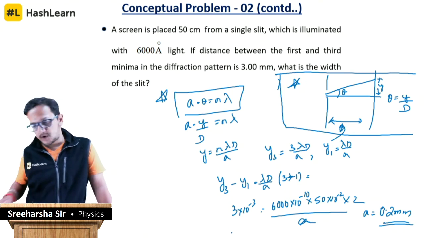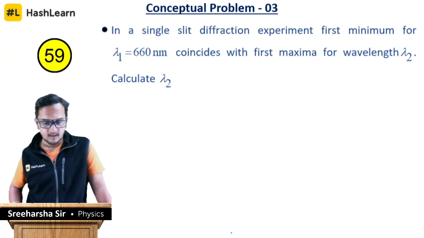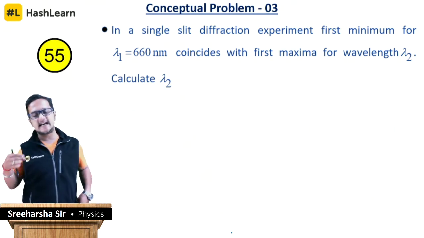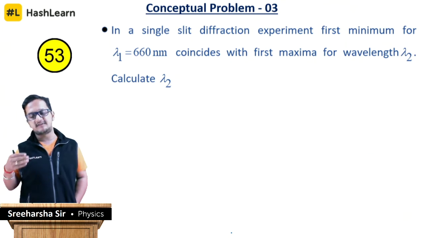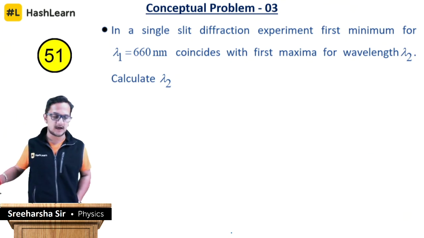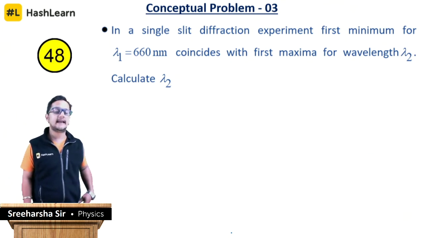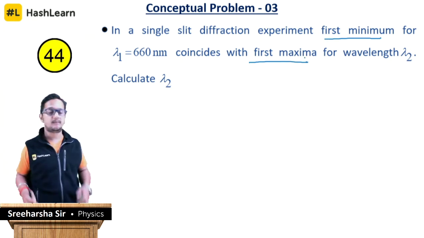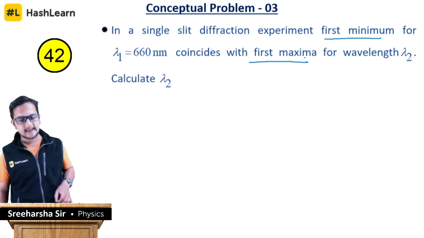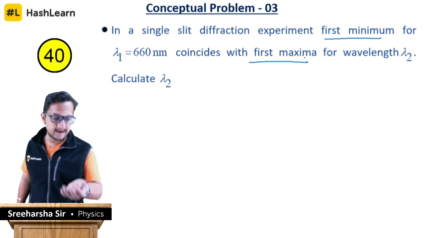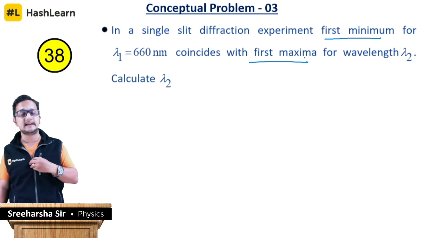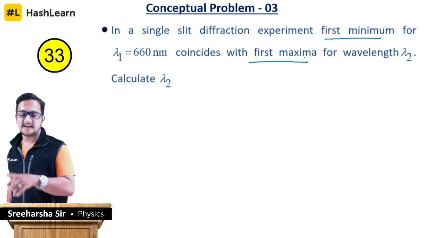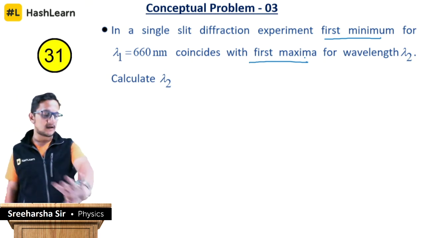So now we have the third problem on the screen. In a single slit diffraction experiment, the first minimum of 660 nanometer coincides with the first maxima of wavelength lambda 2. Calculate lambda 2. So the first minimum coincides with the first maxima. So n is equal to 1 for the minima, and for the second wavelength lambda 2, the first maxima coincides with it. Find out the lambda 2.